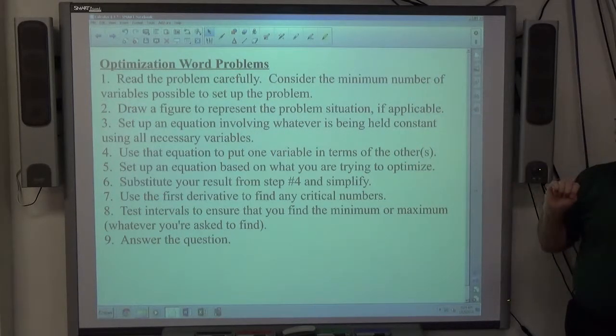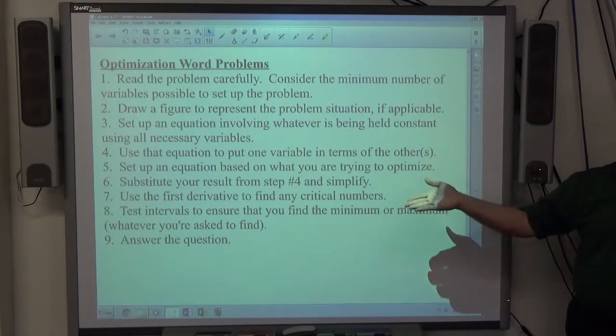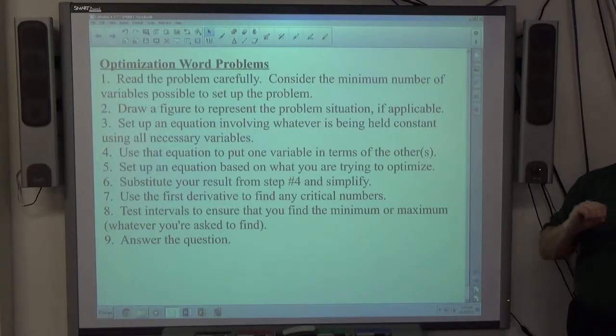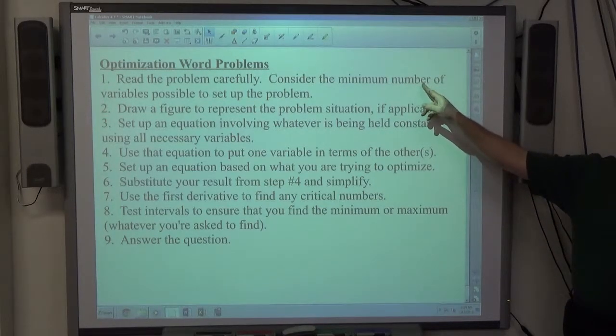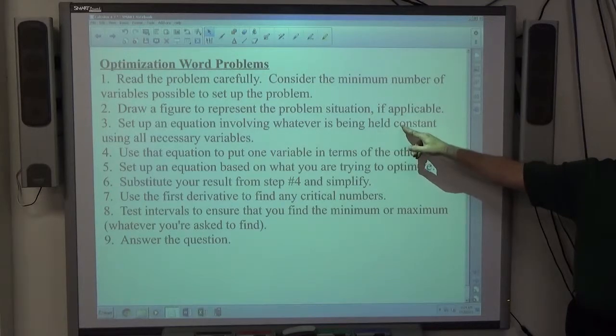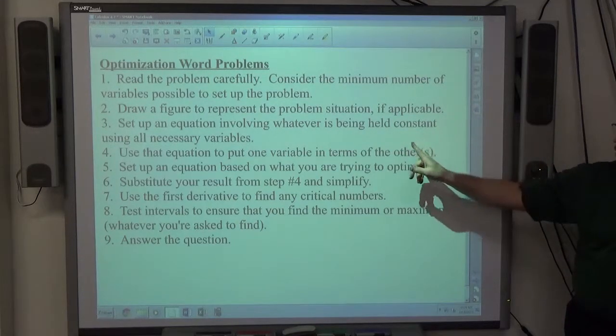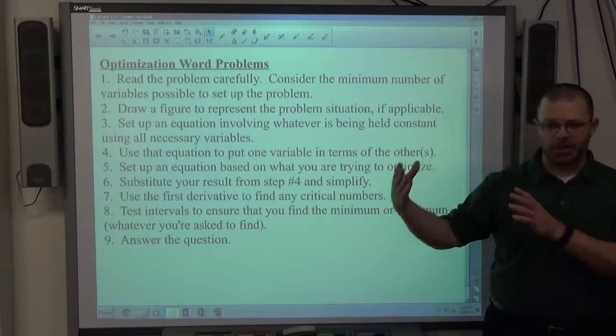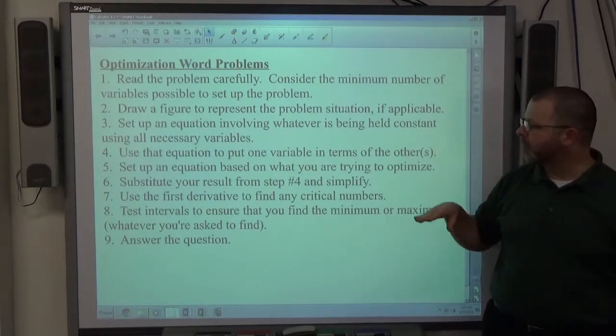Set up an equation involving whatever's being held constant using all necessary variables. So the last problem, the difference in the two numbers was 100. We had to write out that equation representing those unknowns. Every variable that you need to use in the problem needs to be used in this equation. Use that equation to put one variable in terms of the other, like I got x equals something about y. The purpose is to change one variable into another variable to limit the number of variables.